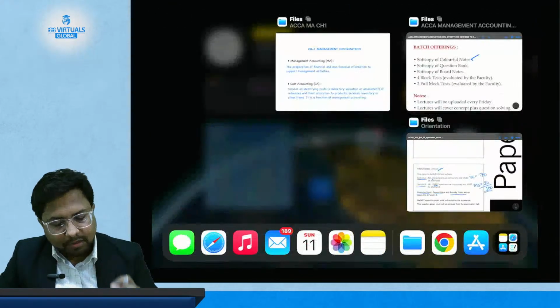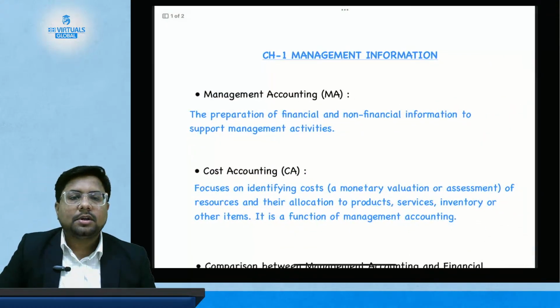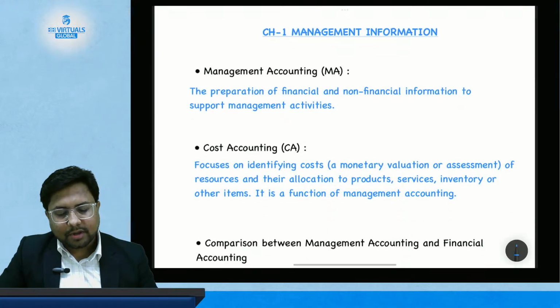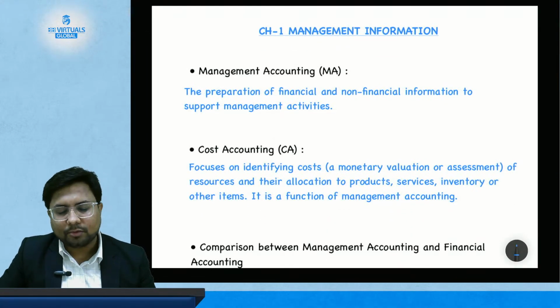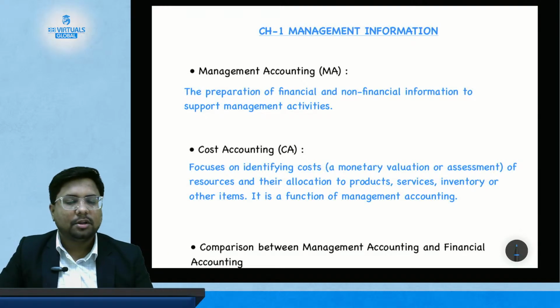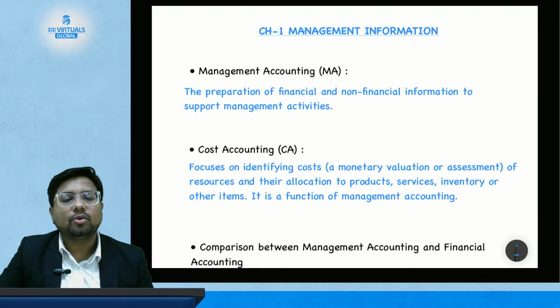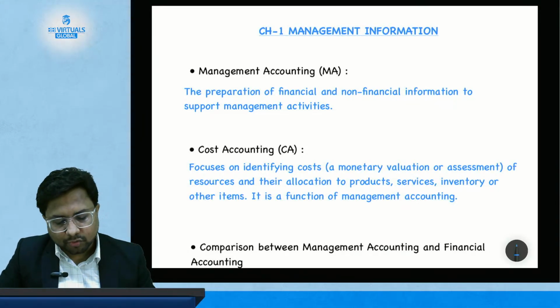Our colorful notes will look something like this. This is the chapter 1 management information notes, where we have used colors to differentiate between the information. Suppose the headings will be in black color, the content will be in blue color, and we have referred to all the materials like ACCA Study Hub, BPP and Kaplan. So you don't have to refer to any other material. We have incorporated all these things in our class notes.